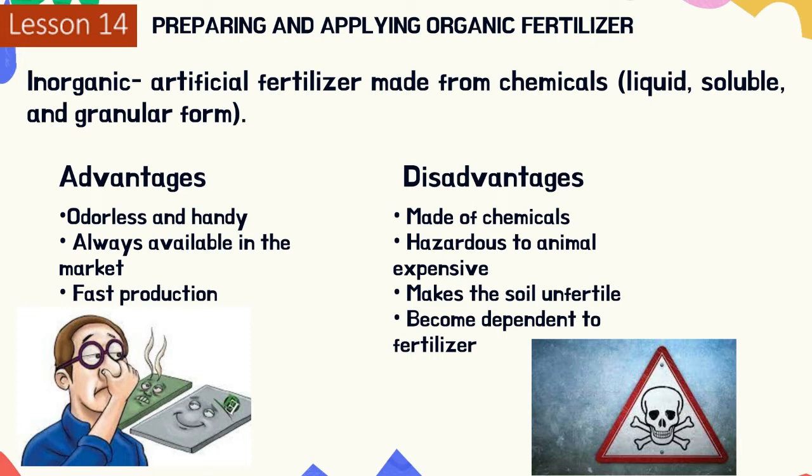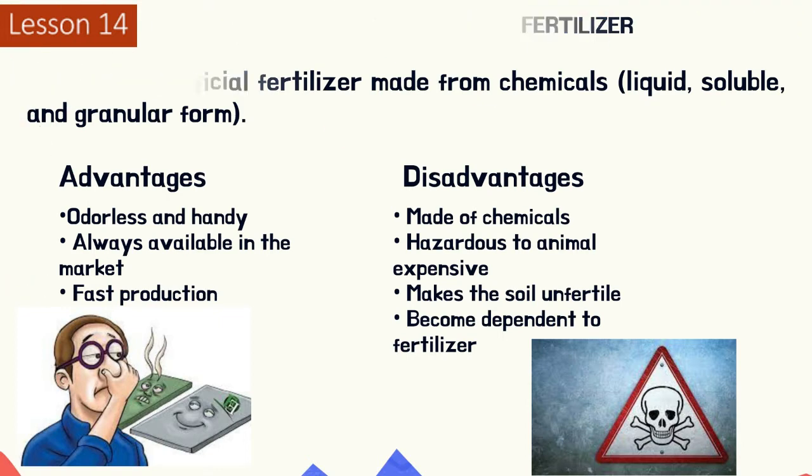Advantages and disadvantages of inorganic fertilizer. Advantages: odorless and handy. Next, always available in the market and fast production. Disadvantages: made of chemicals. Next, it is hazardous to animals and it is expensive. It makes the soil infertile. And last, it becomes dependent on fertilizer. We're talking about the soil, so the soil becomes dependent on fertilizer.